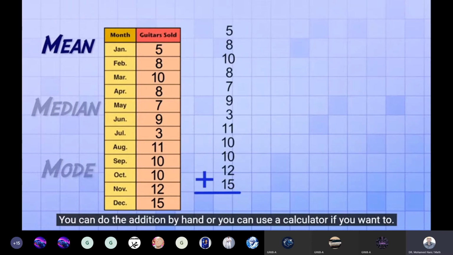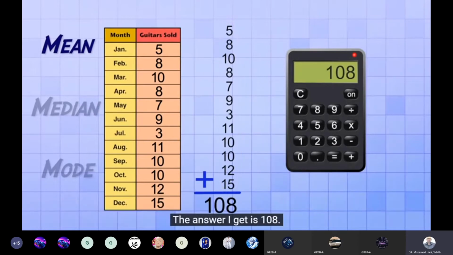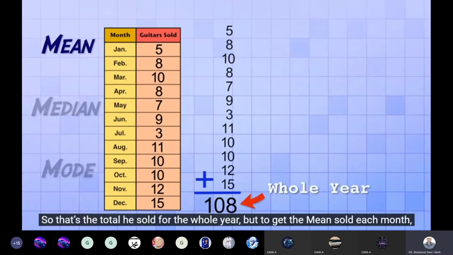You can do the addition by hand or you can use a calculator if you want to. Either way, be careful since that's a lot of numbers to add up and we don't want to make a mistake. The answer I get is 108. So that's the total he sold for the whole year.